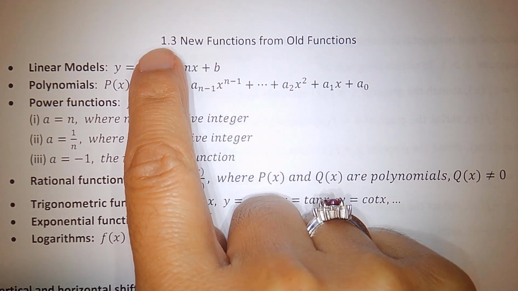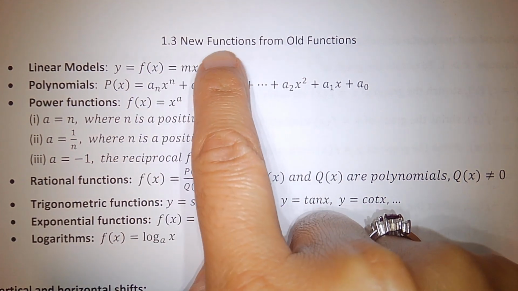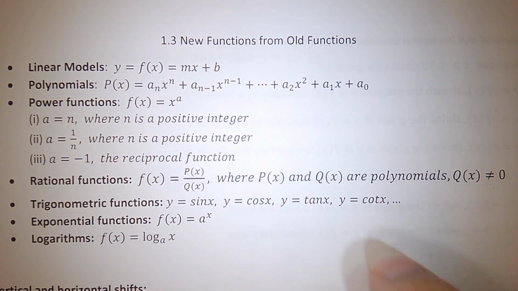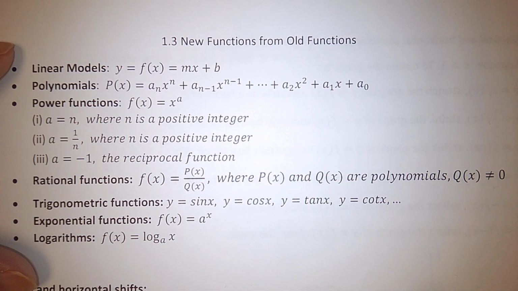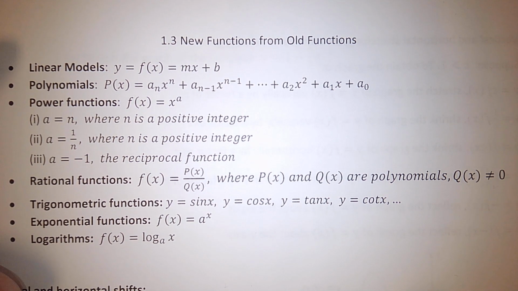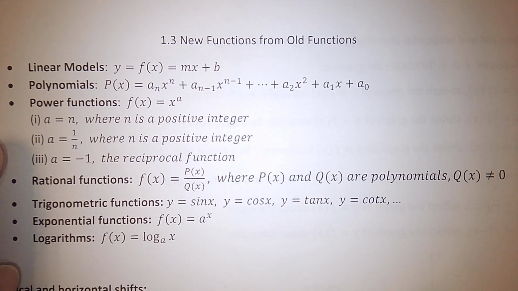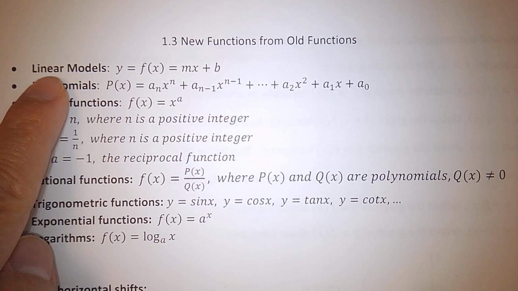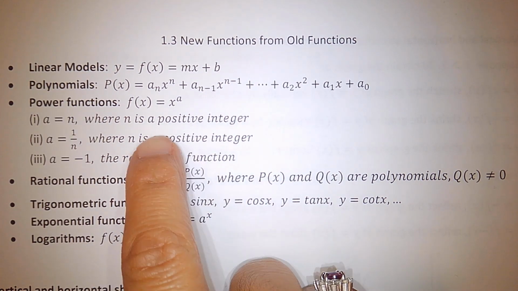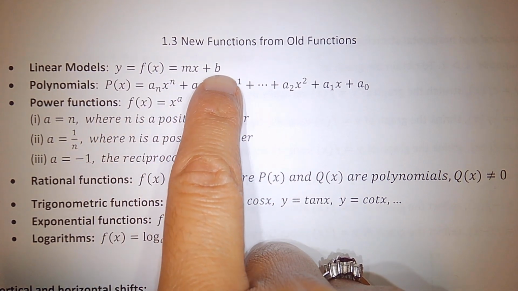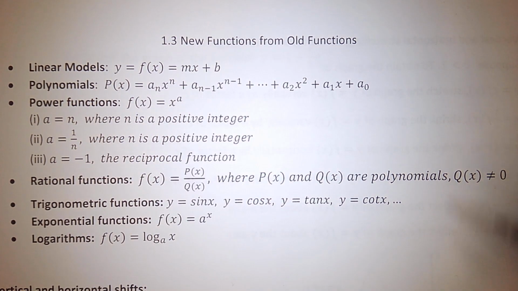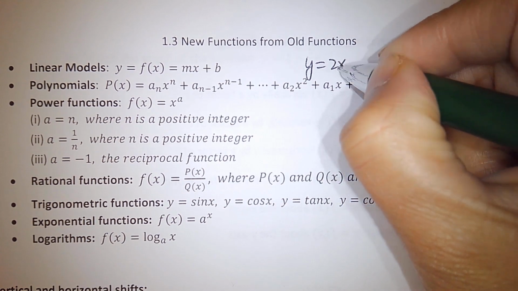All right, so section 1.3, new functions from old functions, okay? So these are our essential functions. They're very basic functions. Okay, let's look at them one by one. So linear models, we call them linear functions, okay? They're defined by y equals mx plus b. You remember it? Okay. As an example, y equals 2x plus 3.